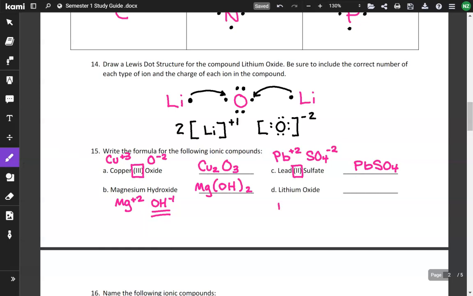All right, lithium, Li, is +1. Oxygen, -2. So this will be Li. I need 2 lithiums to balance with the oxygen.